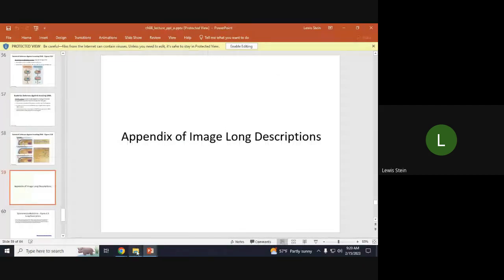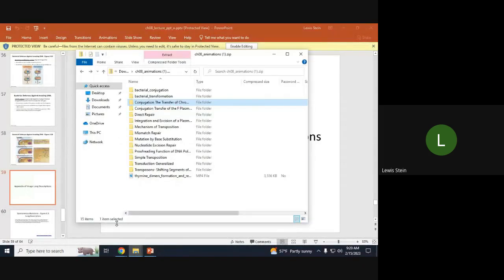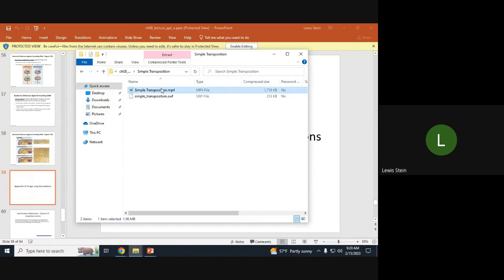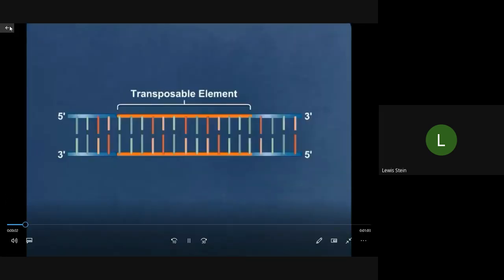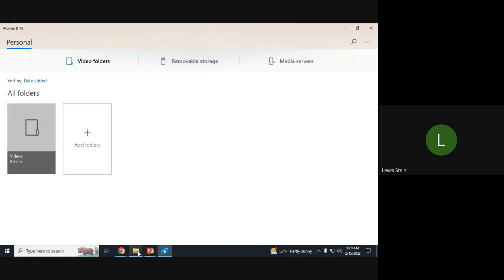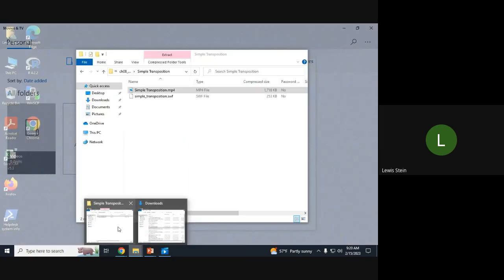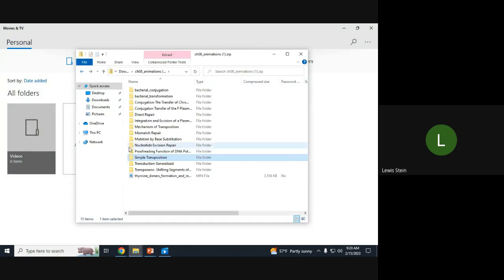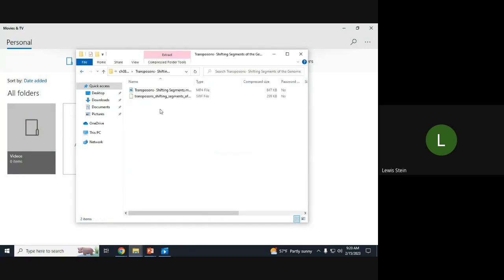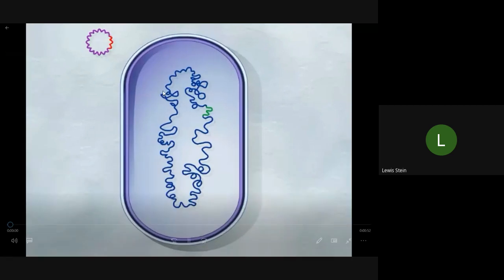I'll show you the transposon one, and then we'll be done with this. So transposon shifting, there's two of them. I got to find the right one. So maybe it's simple transposition. We'll see. I had a 50-50 chance. Shifting segments. This one I think shows it a little bit better.